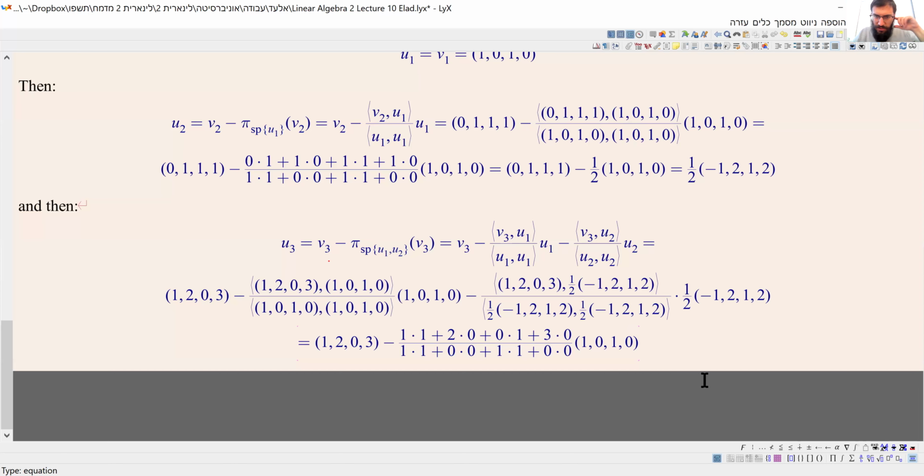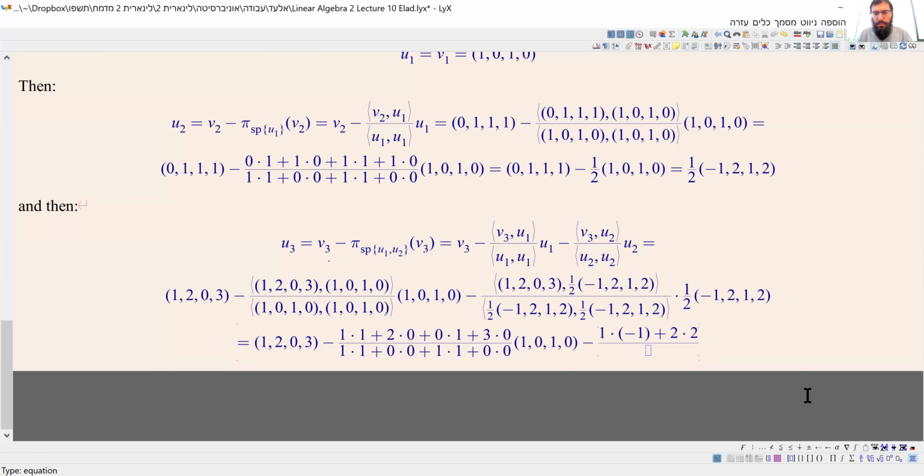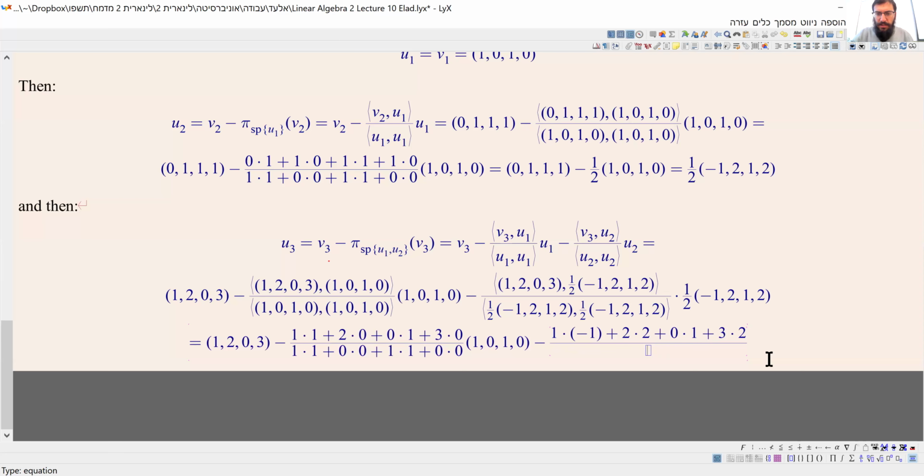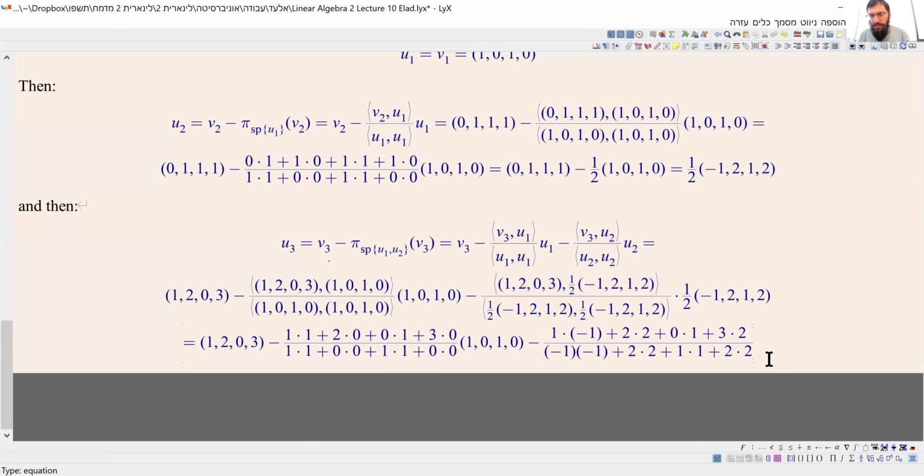Okay, now, what do we have here? Yet again, the scalar half cancels out. We are left with 1 multiplied by minus 1 plus 2 multiplied by 2 plus 0 multiplied by 1 plus 3 multiplied by 2. And downstairs, minus 1 multiplied by minus 1 plus 2 multiplied by 2 plus 1 multiplied by 1 plus 2 multiplied by 2. All that multiplied by our vector minus 1, 2, 1, 2.